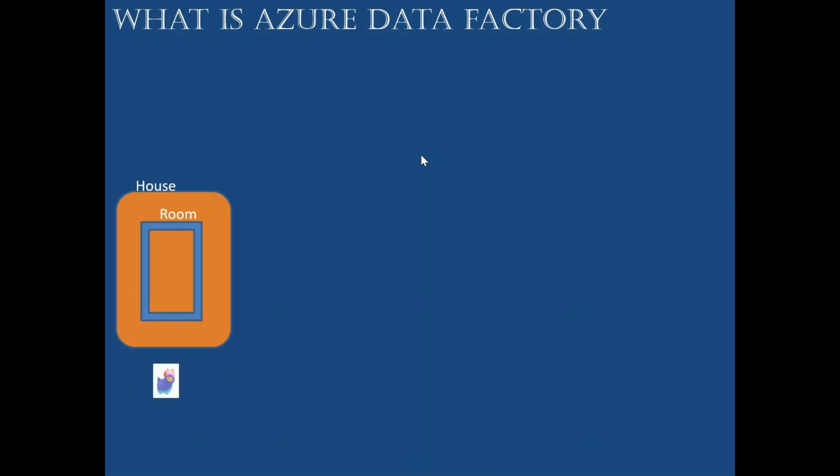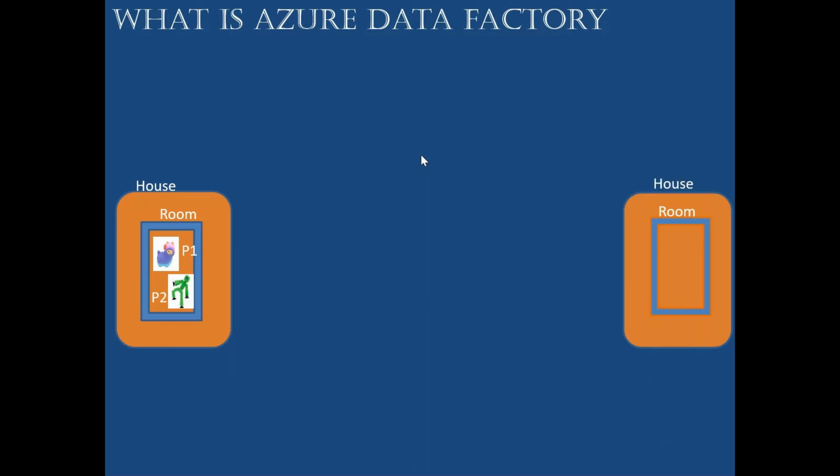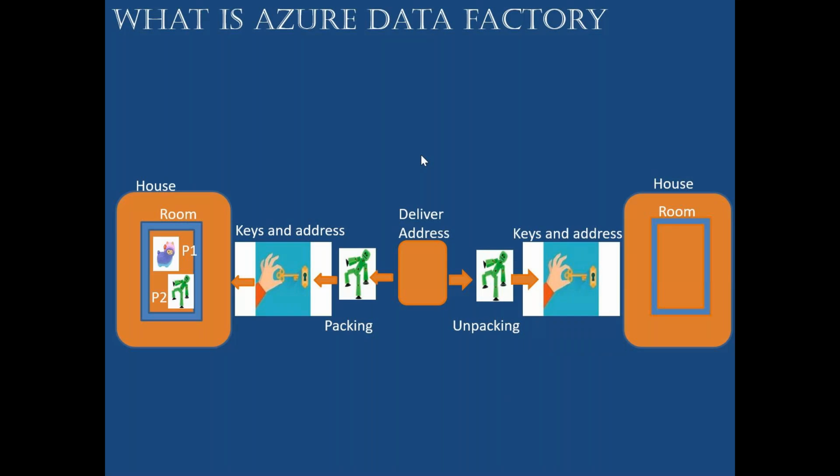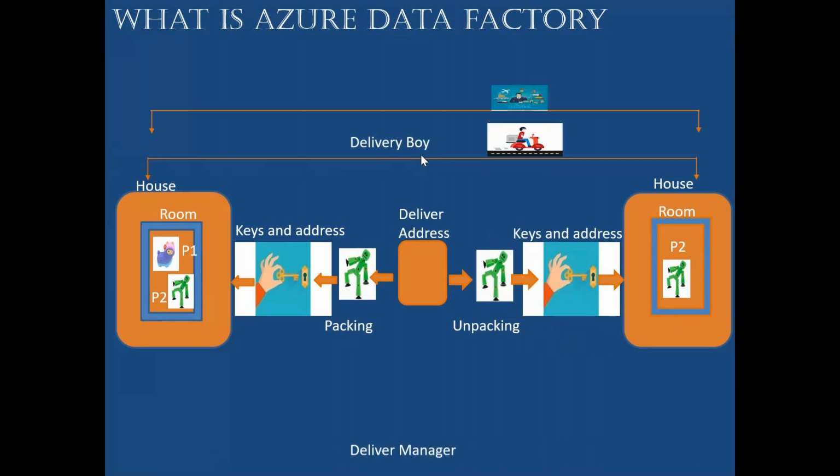If you're switching a house from one city to another, like Bangalore to Hyderabad, for example, first you need to unlock the house, pack everything, take the delivery address, unpack the things, and unlock the Hyderabad house and keep everything in the Hyderabad house. Now, who is doing this?